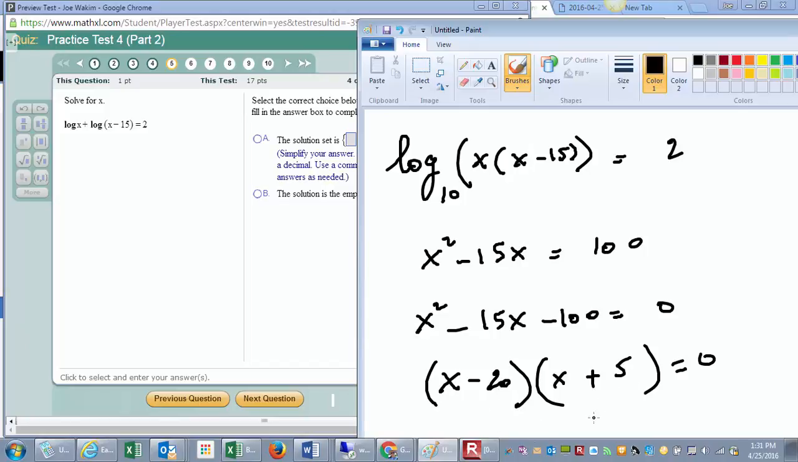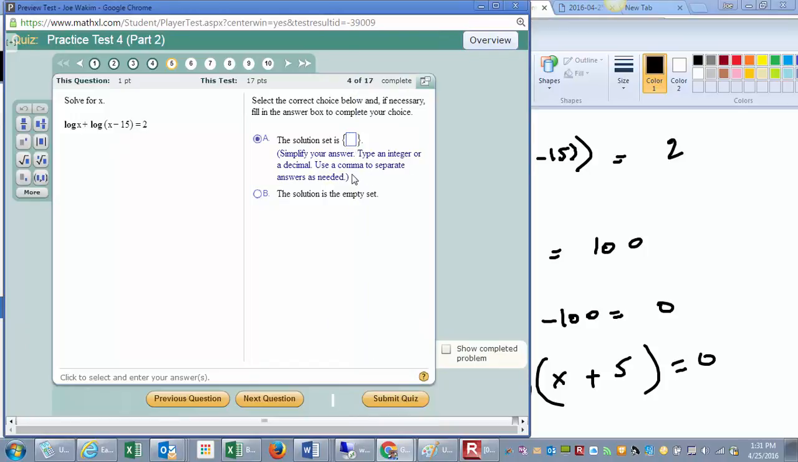The outer is 5x minus 20. And so x would be negative 5 or x equal 20. X cannot be negative 5 because x should be greater than 0. But x can be 20, so 20 would be the final answer.